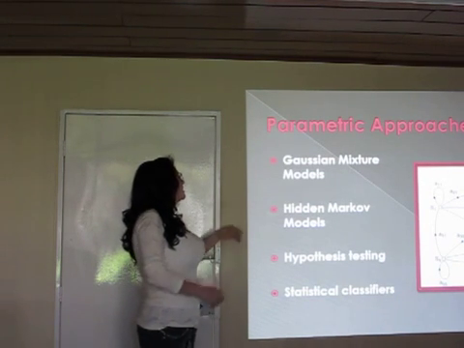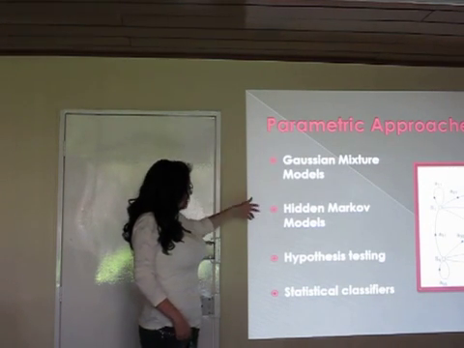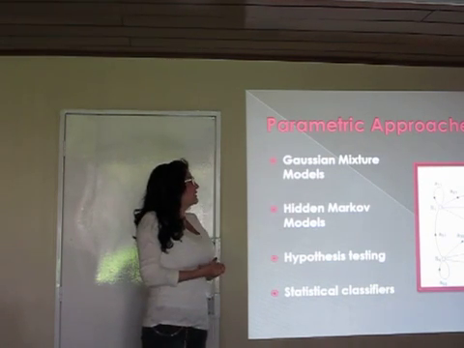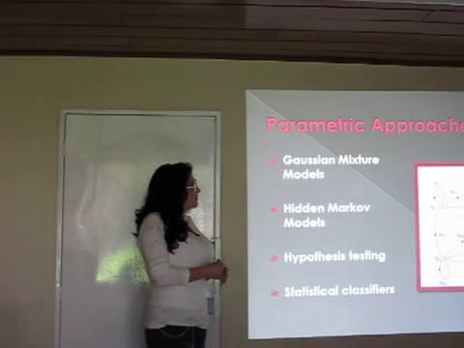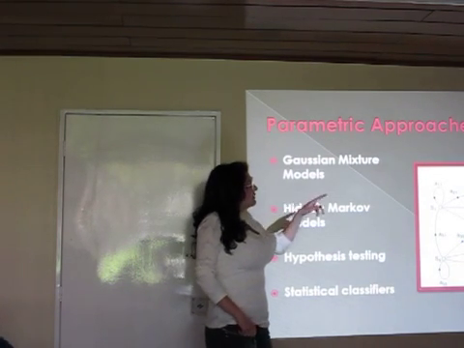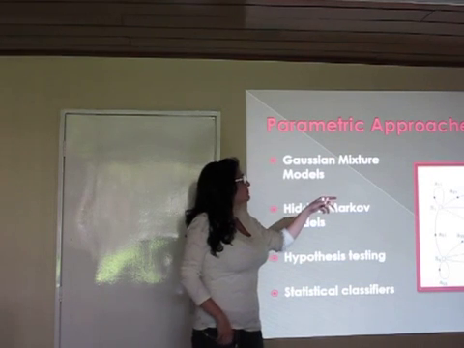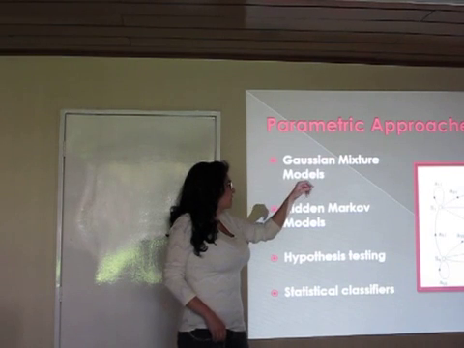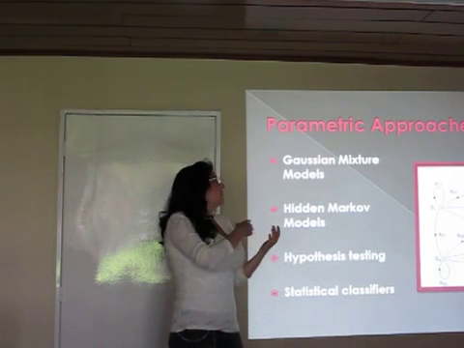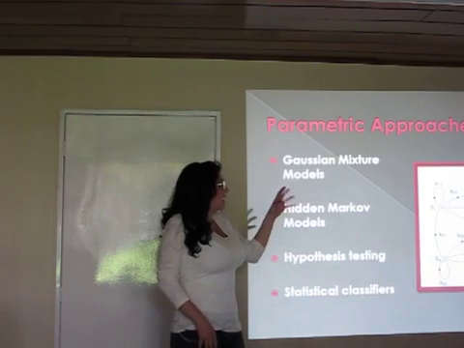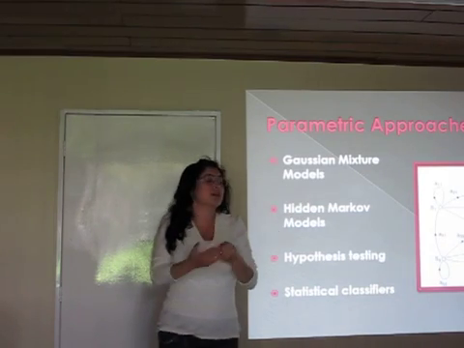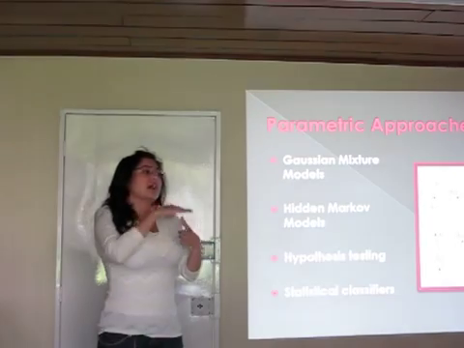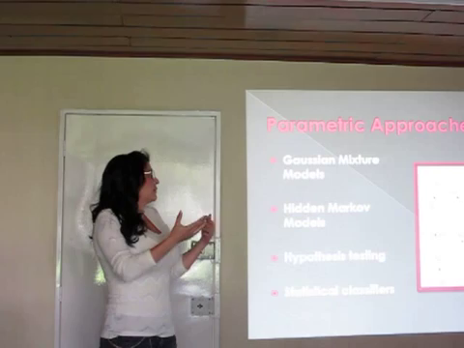There are several parametric approaches. The more important approaches are Gaussian mixture models, hidden Markov models, hypothesis testing, and statistical classifiers. In the image, we see a hidden Markov model, that is, we model the behavior of the plant from some stages and some changes between the stages. These stages are the observable stages of the plant, but the transitions between the stages can camouflage some unobservable behavior.